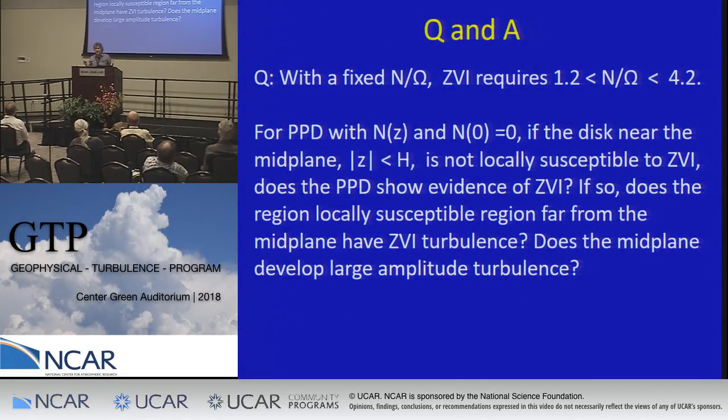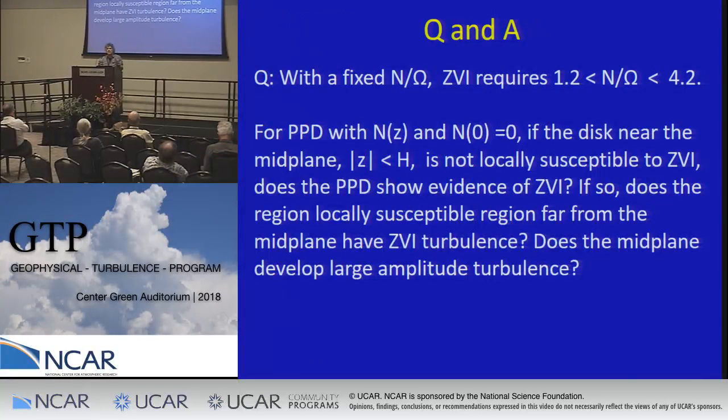So I'm going to call that a local condition that you need to trigger instability. So in a protoplanetary disk, this trigger is never going to be satisfied near the midplane, but between maybe 1.2 and 1.5 pressure scale heights above and below the midplane, this instability will be triggered. We say the flow is susceptible there.